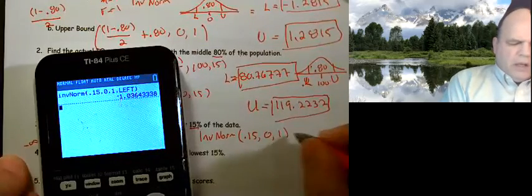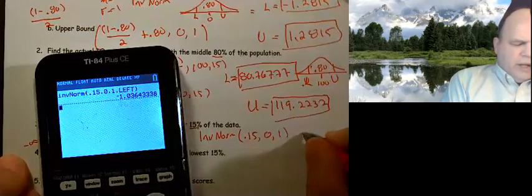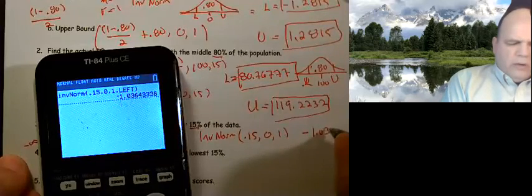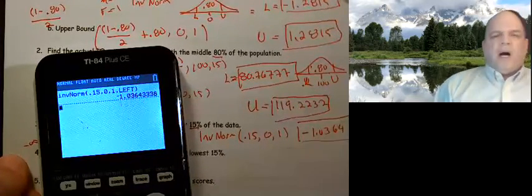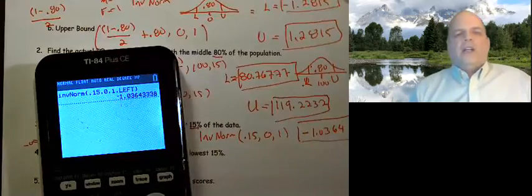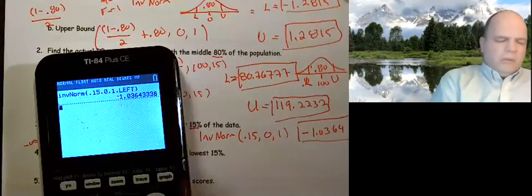And we end up getting, our answer is negative 1.0364. So that's our z-score. And the part that I boxed is the only thing that should go into the Google form.